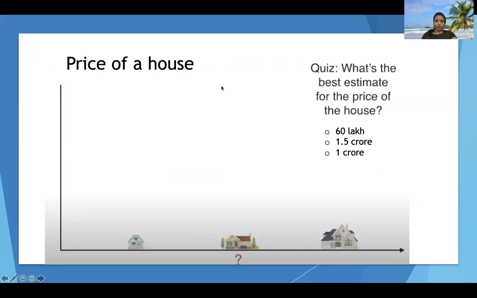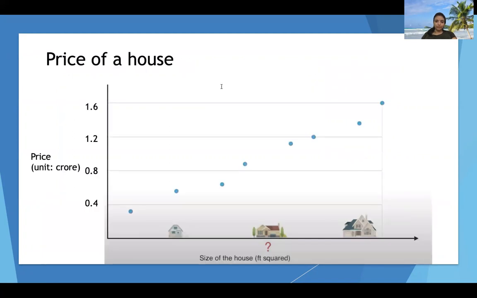Well, there's a quiz. You have to estimate the price of this house, whether it will be 60 lakh, 1.5 crore or 1 crore. Pause for a moment and think about it. So in order to do this, we will put them in a grid where the x-axis represents the size of the house in feet and the y-axis represents the price of the house. And to help us out, we have collected some previous data, which is in the form of these blue dots. These blue dots show the other houses we have looked at and recorded their price with respect to their size.